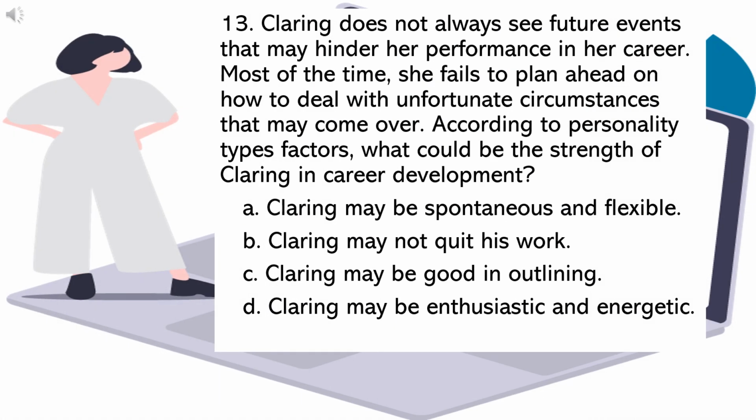13. Claring does not always see future events that may hinder her performance in her career. Most of the time, she fails to plan ahead on how to deal with unfortunate circumstances that may come over. According to personality types factors, what could be the strength of Claring in career development? A. Claring may be spontaneous and flexible. B. Claring may not quit his work. C. Claring may be good in outlining. D. Claring may be enthusiastic and energetic.